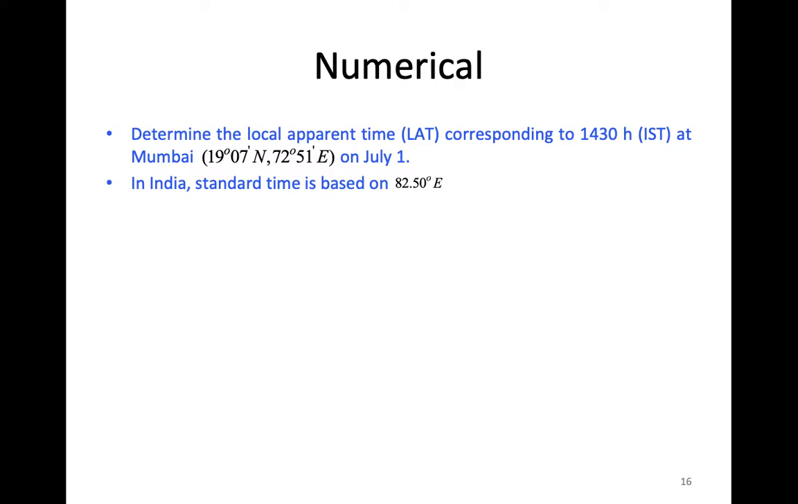Now, based on the knowledge that we have gathered, second numerical can be performed, that is, determine the local apparent time corresponding to 14:30 hours Indian Standard Time at Mumbai. The coordinates of Mumbai are given and the date on which you have to find is on 1st July. I have also provided its solution. It can be solved like this.